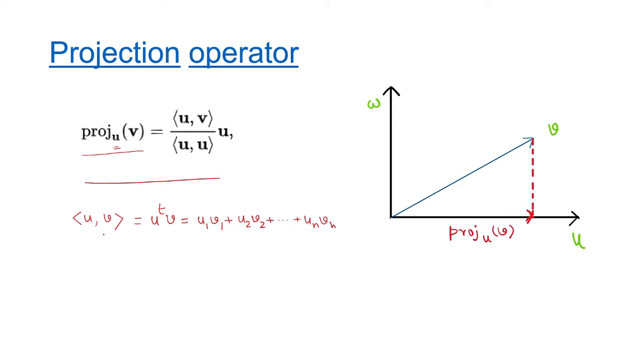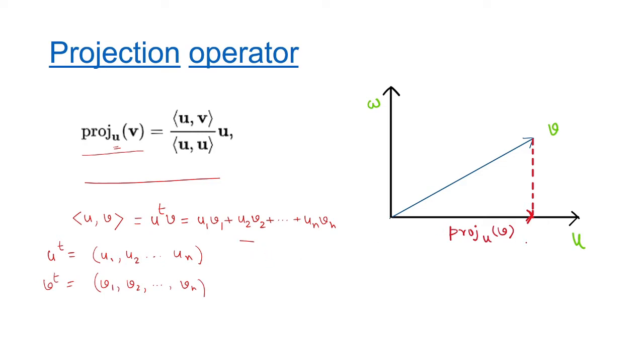Obviously U and V have n components here. So U transpose is a row vector U1, U2, ..., Un. Similarly, V transpose is a row vector V1, V2, ..., Vn. If U and V are defined in this way, we can define the inner product between two vectors this way. Now let's try to realize the geometry of the projection operator.